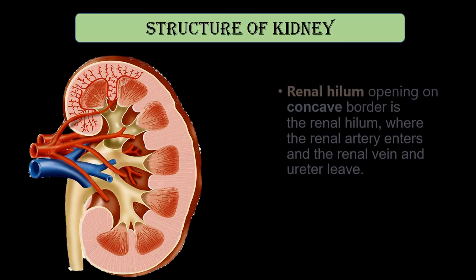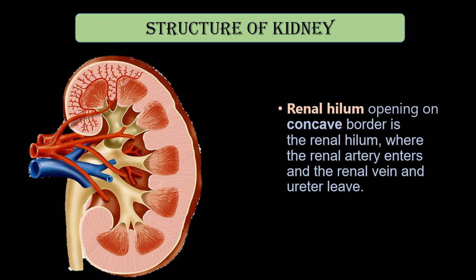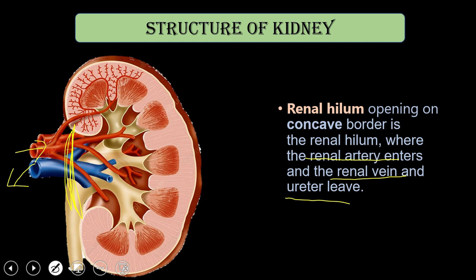Move to the next part, renal hilum. So what is the renal hilum? An opening which is present on the concave border, that is the renal hilum. So this opening is called the renal hilum, where the renal arteries enter and the renal vein and ureter exit. So this one is the renal vein; renal arteries enter into the kidney, the renal vein escapes, and this one is the ureter which leaves the kidney from the renal hilum.